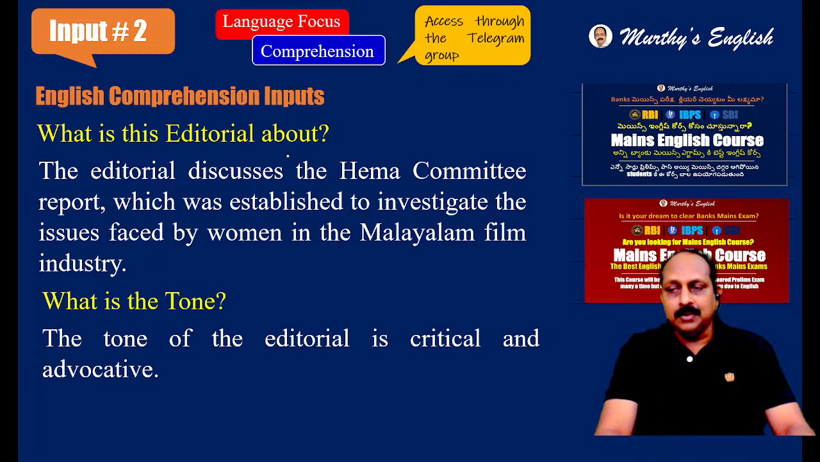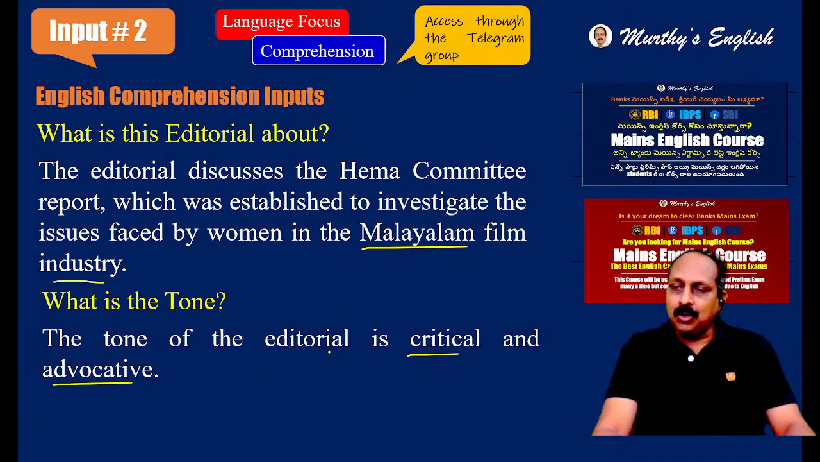This particular part of the session with the question: what is this editorial about? The editorial discusses the HEMA committee report, which was established to investigate the issues faced by women in the Malayalam film industry. Though it talks about Malayalam film industry, generally speaking, it goes with almost all the film industries. What is the tone? Because it deals with exploitation of a particular gender, it has to be critical, no second thoughts about that. The tone of the editorial is critical and advocative.